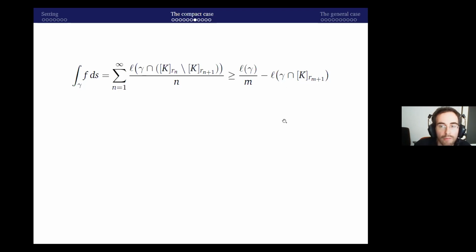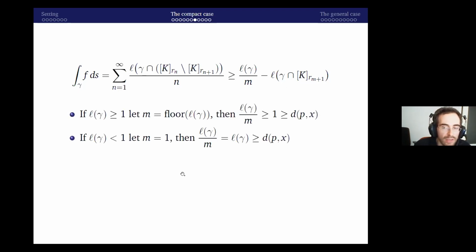We can now choose one particular value of m, and we distinguish two cases. If the length of the curve is at least 1, then we take m to be the largest integer smaller or equal to this length. Then this fraction here is at least 1, which is bigger or equal than the distance between these 2 points, because we are assuming that the diameter of K is 1. And in the other case, we just take m equals 1.